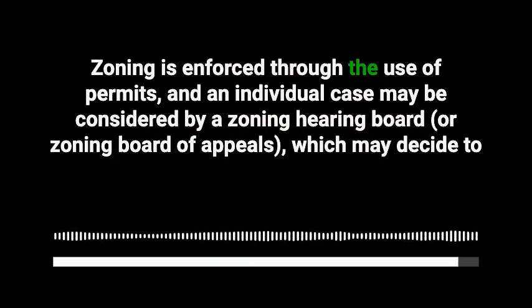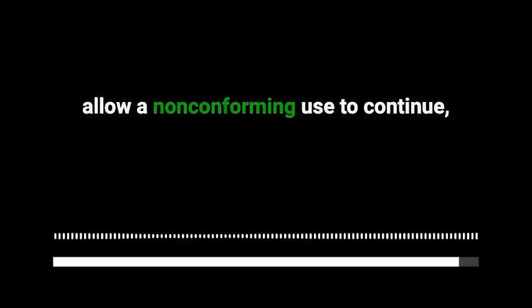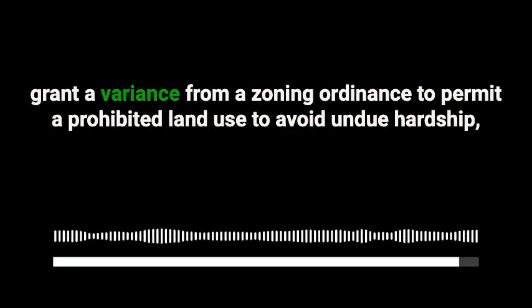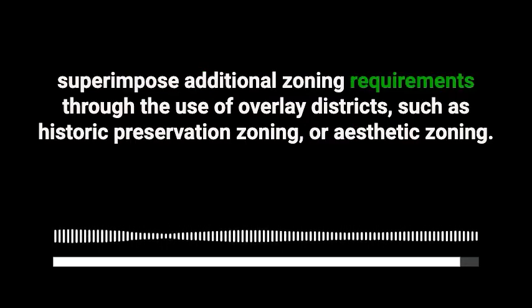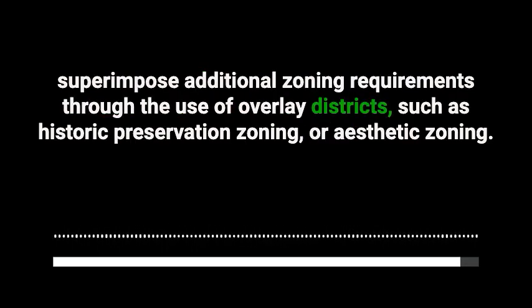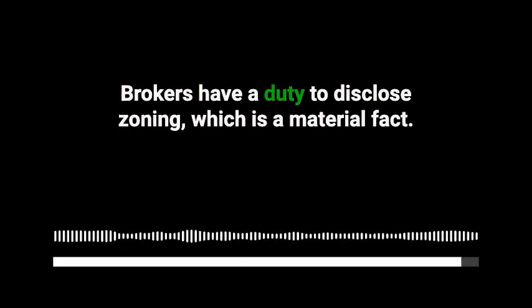Zoning is enforced through the use of permits, and an individual case may be considered by a zoning hearing board, which may decide to allow a non-conforming use to continue, grant a variance from a zoning ordinance to permit a prohibited land use to avoid undue hardship, grant a conditional use permit, or superimpose additional zoning requirements through the use of overlay districts, such as historic preservation zoning or aesthetic zoning. Spot zoning is usually illegal and must be discontinued once discovered. Brokers have a duty to disclose zoning, which is a material fact.